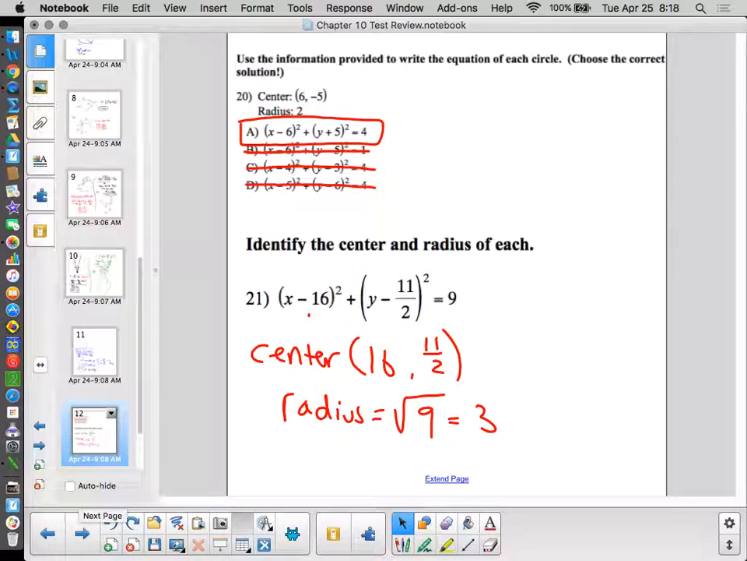All right. Anything else you want me to go over further? Now remember, the test tomorrow is going to look just like this review, just different numbers, slightly different pictures.